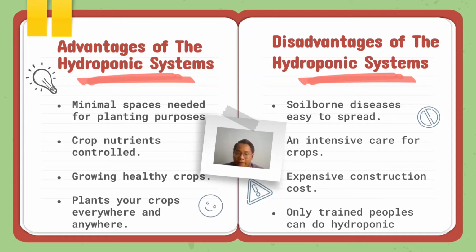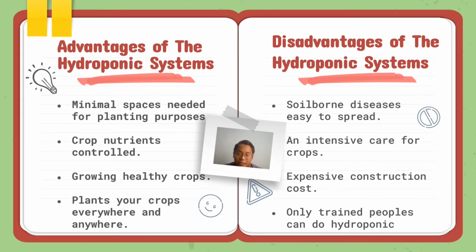The other advantage is growing healthy crops. Sometimes the vegetables or crops that you get from the grocery are not healthy or not good enough. So with this hydroponic system, you can plant your own vegetables in good condition, so you can make sure that your crops grow healthy and good. And the last advantage is that you can plant your crops everywhere and anywhere.